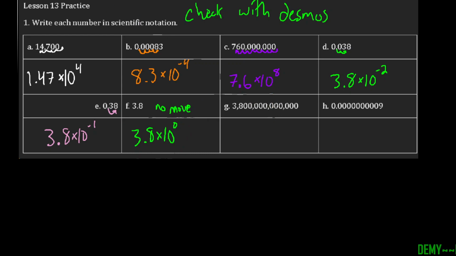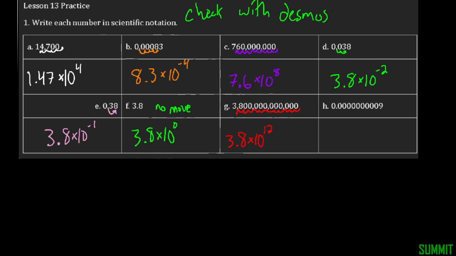However, for this one, it's going to be a really large one. So let me make sure I take it one step at a time. So let's do, I have 1, 2, 3, 4, 5, 6, 7, 8, 9, 10, 11, 12. So I'm going to say I have 3.8 times 10 to the exponent of 12. Again, notice how I have that positive exponent because it's a large number.